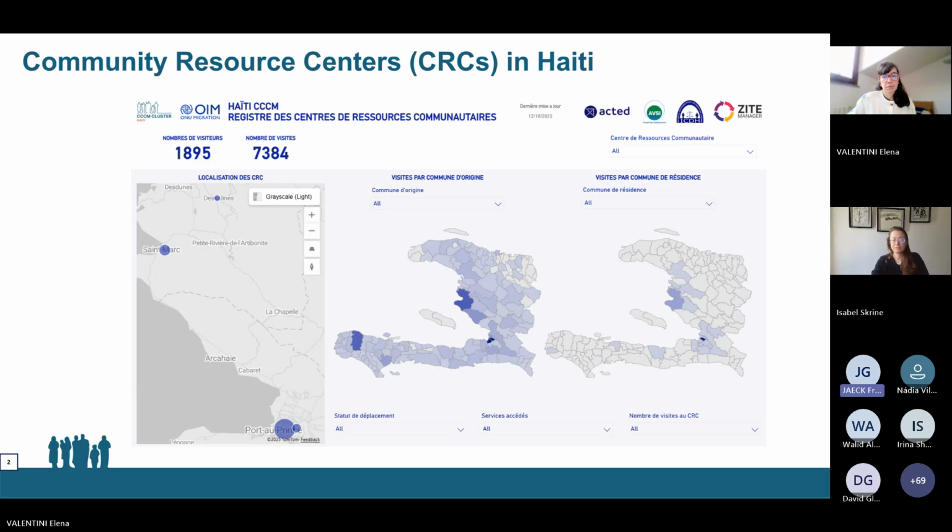We're able to see, as you can see on the map, where they're coming from and where they were displaced to. And this operationally provides us with really important information to be a bit more strategic, tactical, and also a bit flexible when it comes to our programming in the community resource centers. Next slide, please.